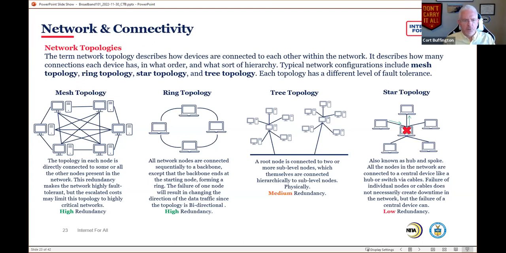Oftentimes we talk about rings within rings. In a ring network, if we have a large ring and then you peel off different pieces of it and create smaller subrings within the larger ring, although we might say it's multiple rings, that's also a partial mesh topology. We're creating not just one resilient path around a ring, but those smaller rings within the bigger ring create what is effectively a partial mesh.